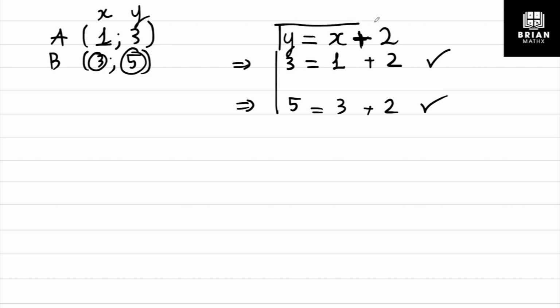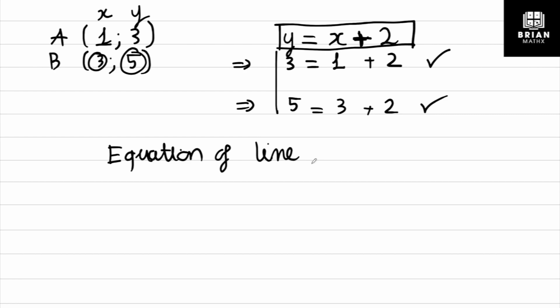So this equation is called the equation of line AB. It means the x coordinate and y coordinate of A and of B satisfy this equation. When you substitute the corresponding x and corresponding y, you get a right calculation. So for this form, you can check this.